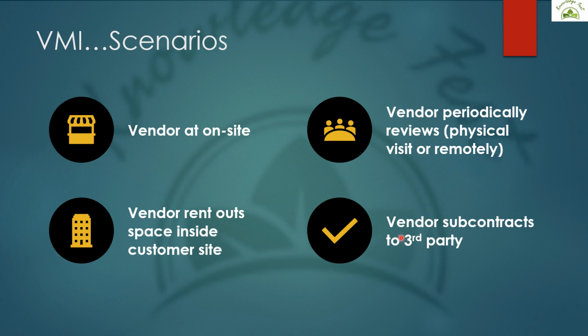And in the fourth possibility, the vendor may subcontract the inventory management and the logistics functionality to a third party company. As and when required, based on the production schedules and the lead time, that third party company can ship the material or the product to the customer company or the buyer.